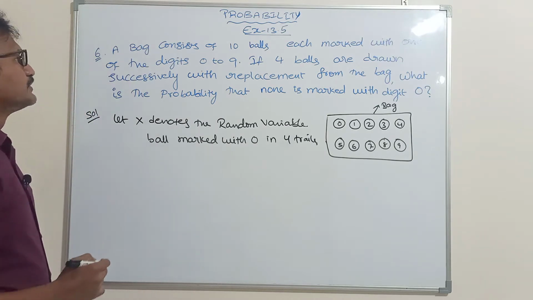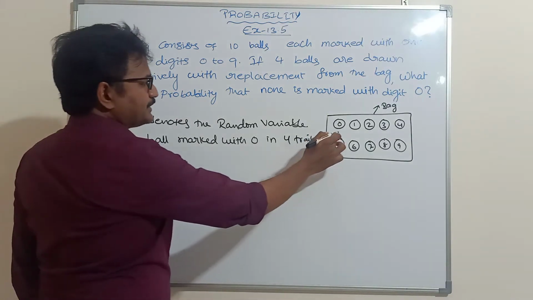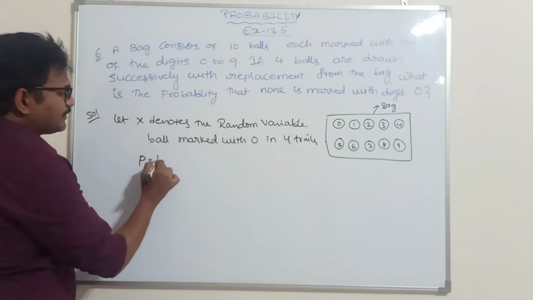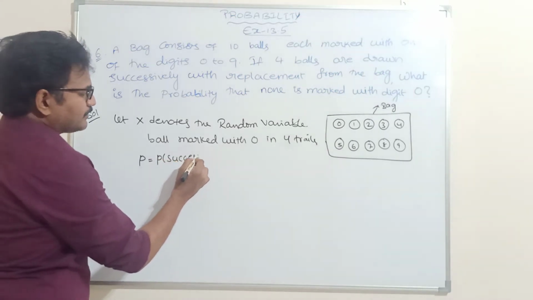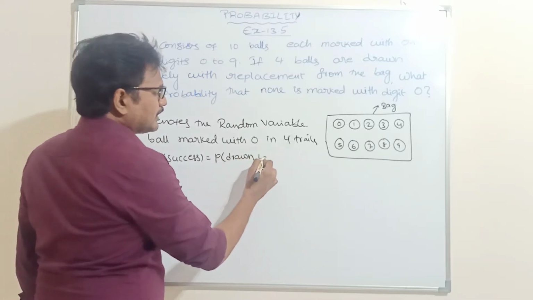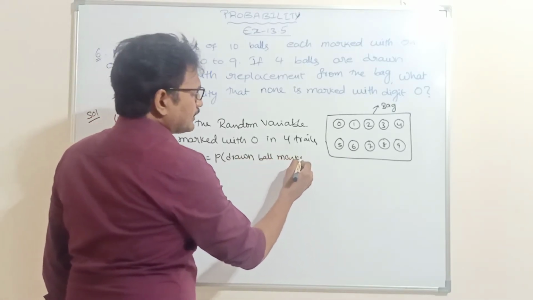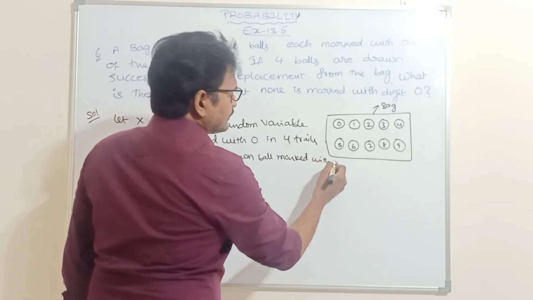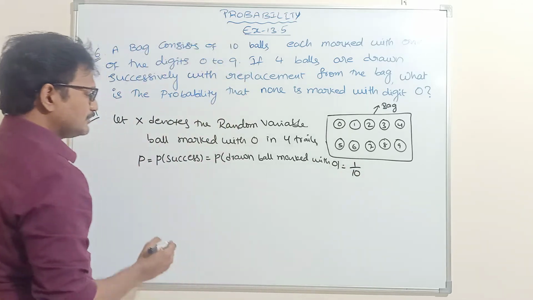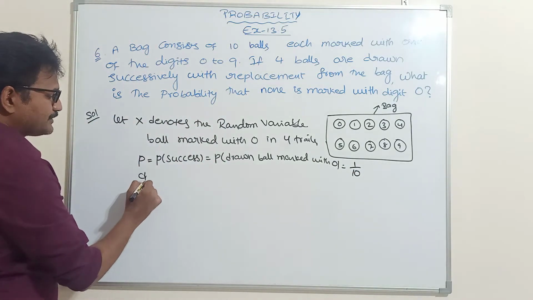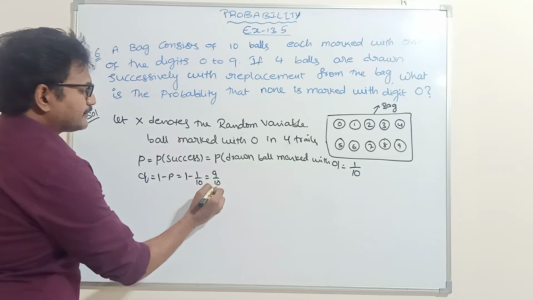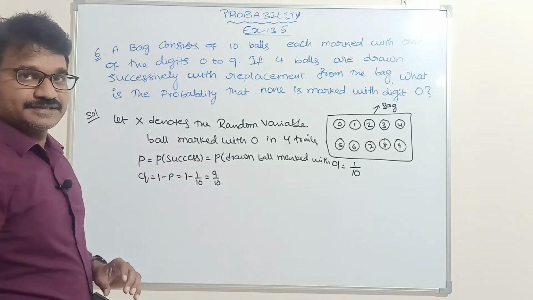Next, the bag consists of how many balls marked with 0? Only 1. So what is success here? P is the probability of success, the probability of drawing a ball marked with 0. How many balls are there with 0 mark? Only 1 ball out of 10. So P is equal to 1 by 10. Then Q is equal to 1 minus P, 1 minus 1 by 10, that means 9 by 10. P value is 1 by 10, Q value is 9 by 10.